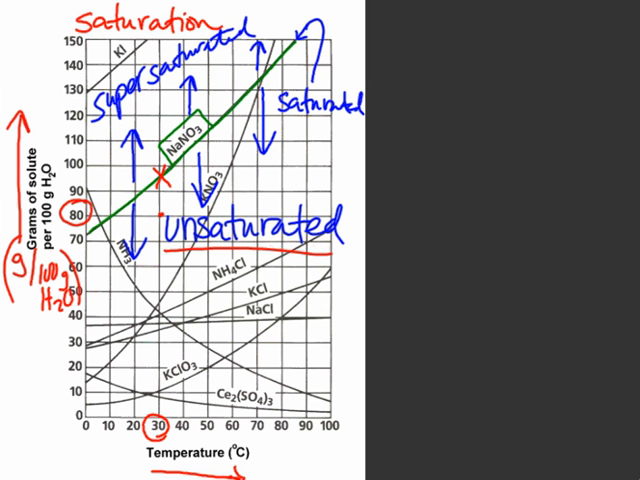Another example, if I had 30 degrees again, but I had 120 grams of sodium nitrate, that means I would be right here. That's above the line, so I would say that is a supersaturated solution. And of course, if I said at 30 degrees Celsius I have 95 grams of sodium nitrate in 100 grams of water, that would be right on the line, and that would be a saturated solution.